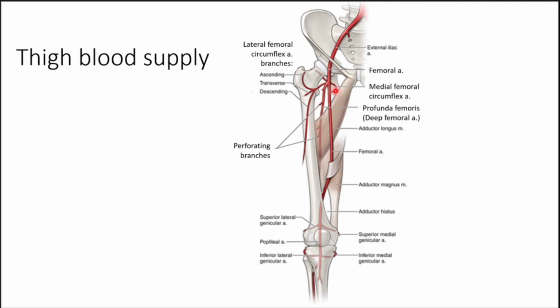Superior in the thigh, the femoral artery also gives rise to the medial and lateral femoral circumflex arteries. The lateral circumflex artery provides three notable branches, those being the ascending, transverse, and descending branches. The main trunk of the femoral artery supplies the anterior compartment of the thigh before traveling through the adductor hiatus into the popliteal fossa to become the popliteal artery.